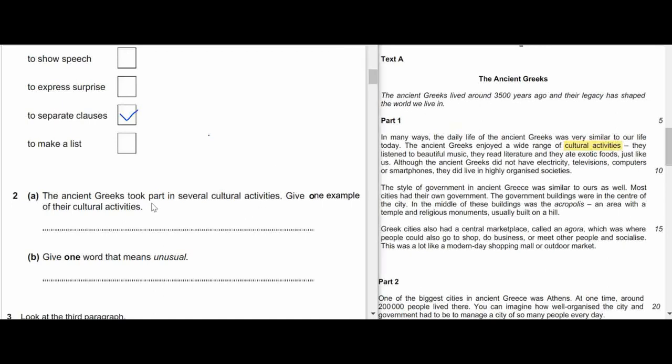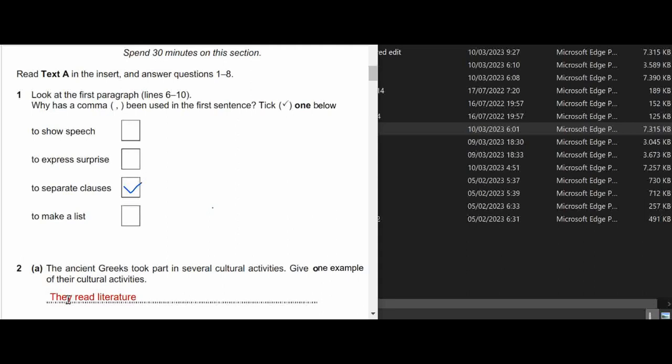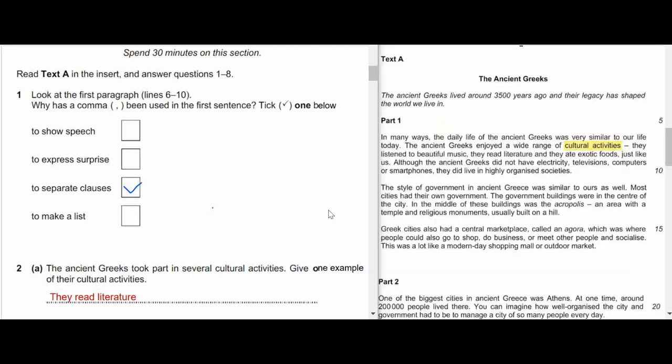Let's open up the answer for 2A. The answer is they read literature. Here it is stated that the ancient Greeks enjoyed a wide range of cultural activities. They listened to beautiful music. They read literature. They ate exotic food just like us. So one example will be read literature. Or you may also answer they listened to beautiful music, or they ate exotic foods. Alright, let's move on to 2B.